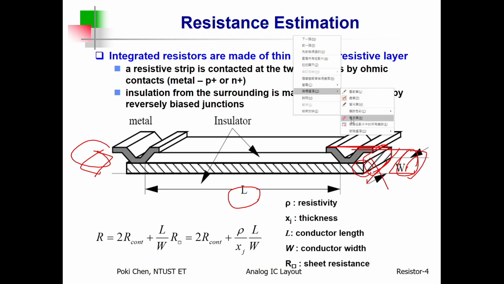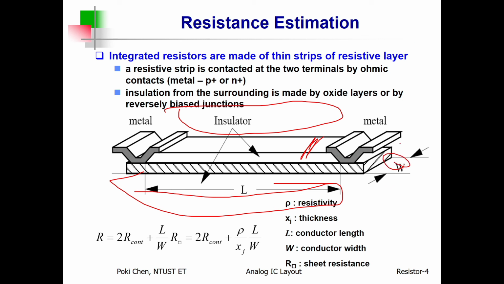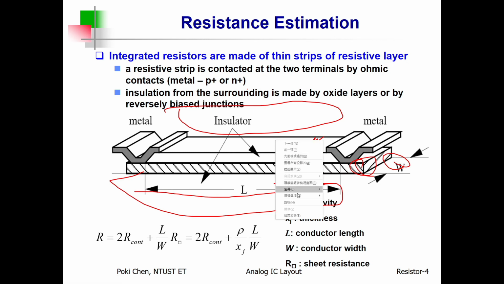You only need to have dummy layout along this side and that side. It will be good enough to make sure that the resistor will have correct width after fabrication. Yeah, width. That's it. And how about the thickness of the resistor? Usually, the thickness or the resistivity are controlled by our manufacturer, for example, TSMC or UMC. Anyway, the detailed equation looks like this.